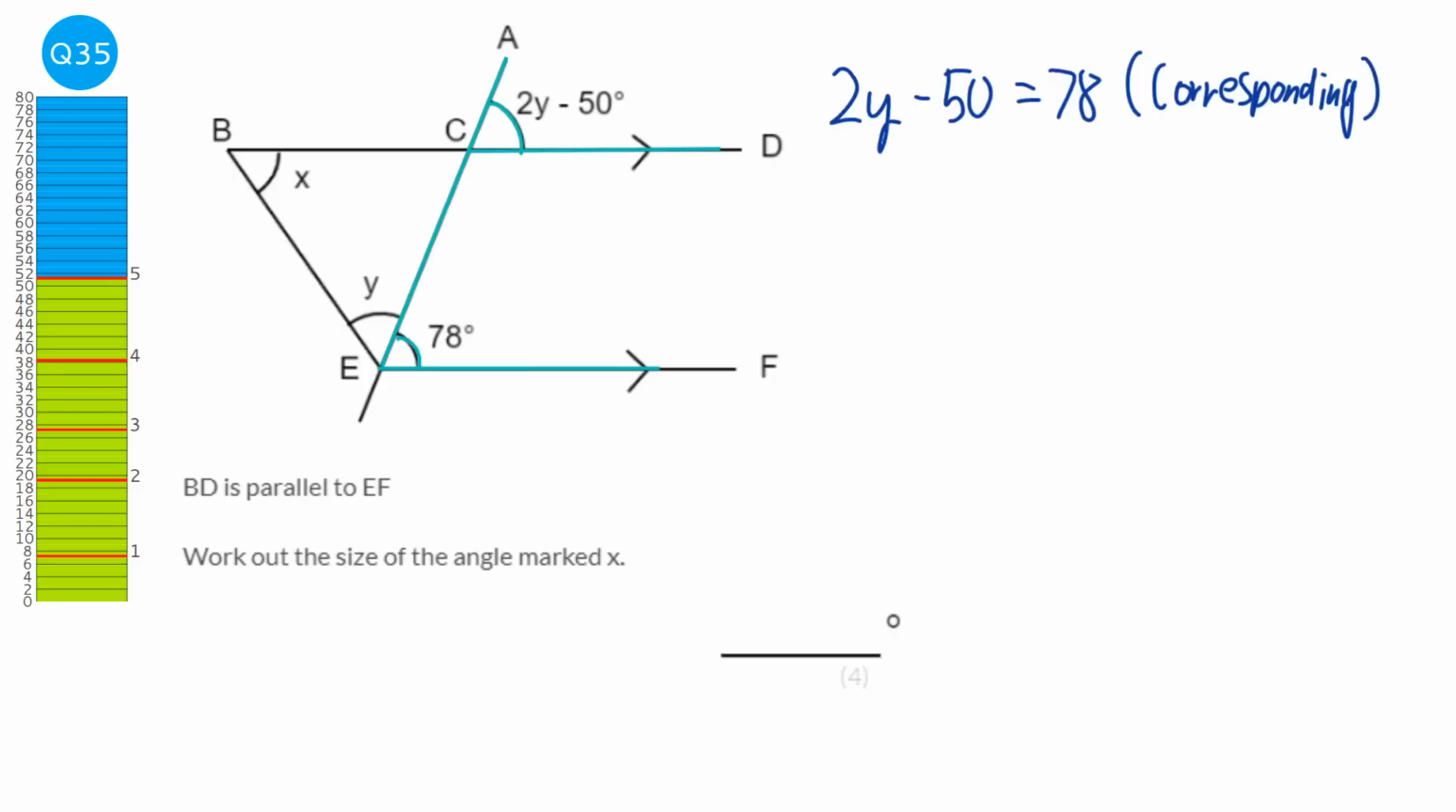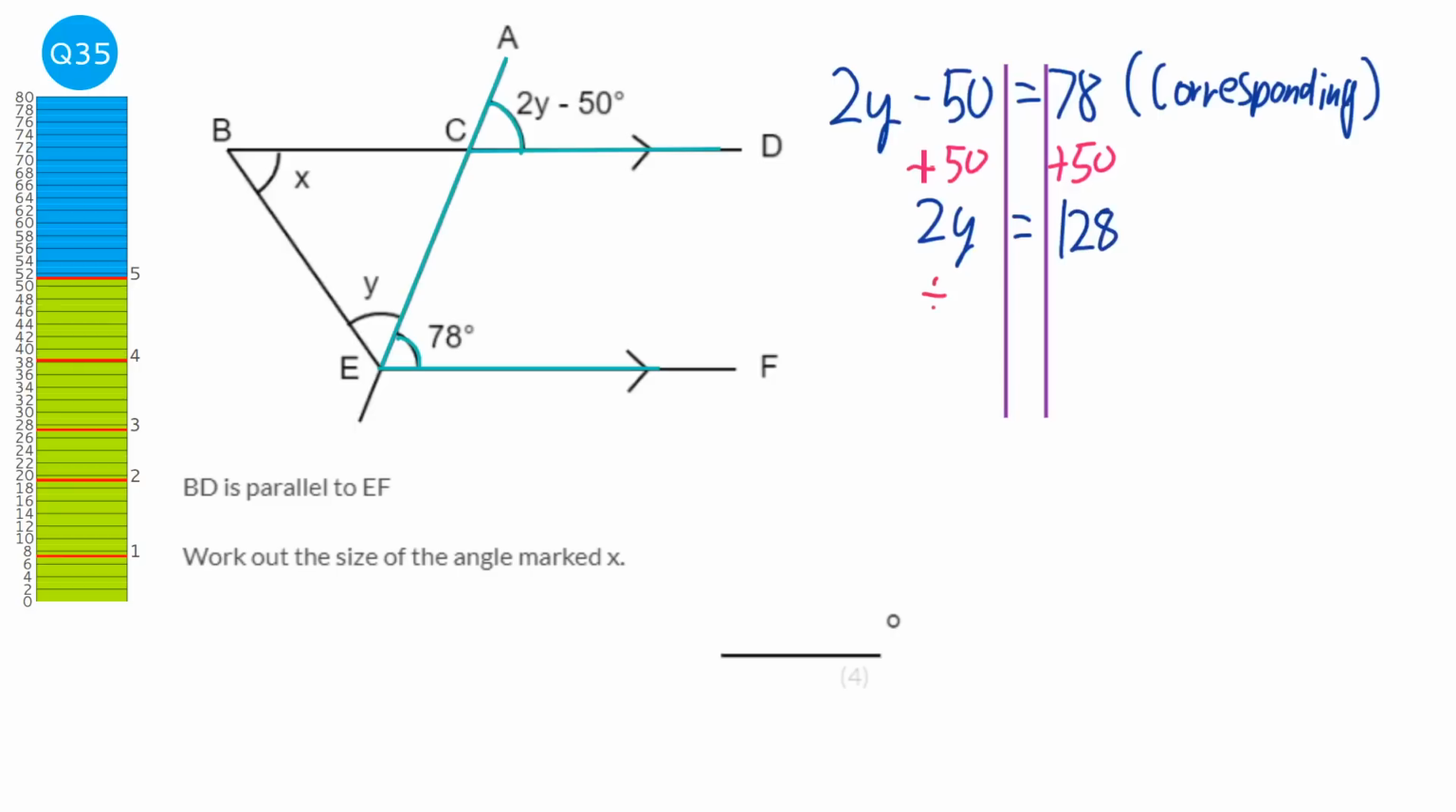Now here we've got an equation and we want to solve it, so we get our lines in. We go first of all add 50 to both sides. So we've got 2y equals 78 plus 50, which would be 128. And then we're going to halve both sides, or divide by 2. So we've got 64. So we know that y is 64.